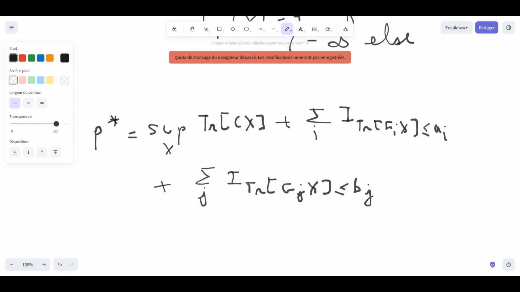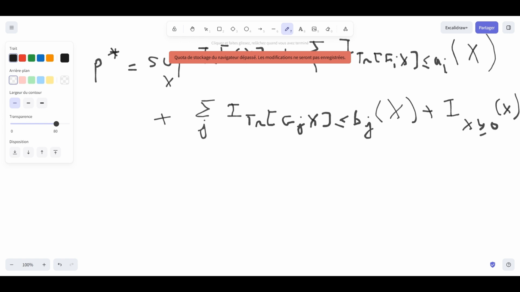So yeah, do not divide, and plus the indicator about x. So that's it.